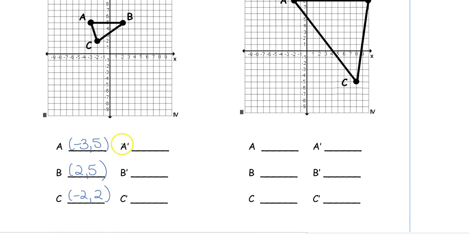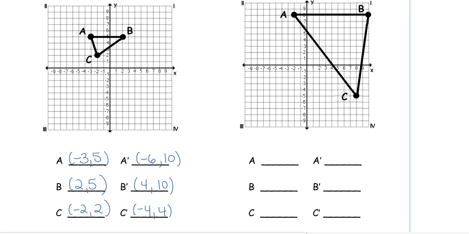So if I multiply my negative 3 by 2, I'm at negative 6. 5 by 2 gives me 10. I'm multiplying each of these numbers by 2, giving me negative 4, positive 4. So let's go ahead and graph our new picture. Negative 6, positive 10. This is the image of A. 4, 10. This is the image of B. And negative 4, positive 4. That's the image of C.